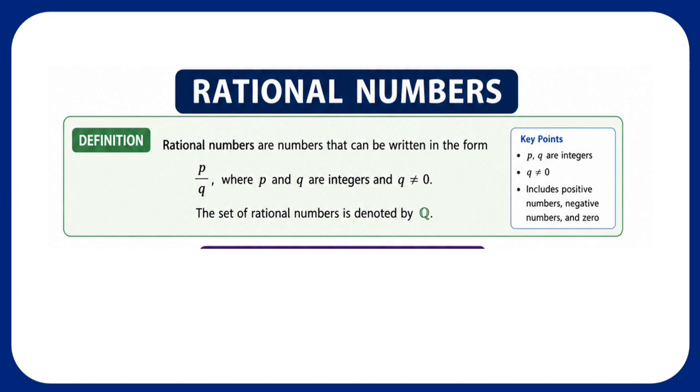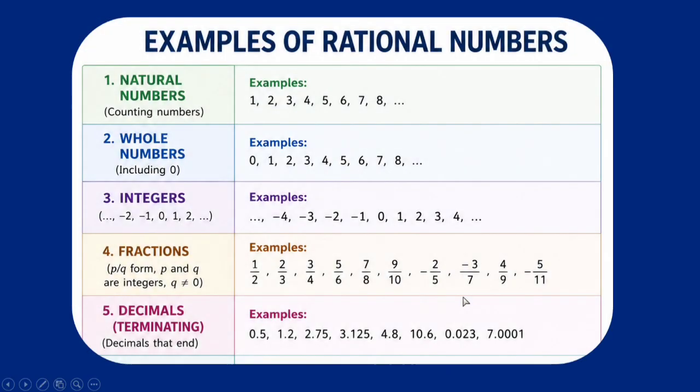According to the definition, rational numbers are numbers that can be written in the form of a fraction p over q, where p is the numerator and q is the denominator, provided that q is not equal to 0. So the denominator shouldn't be equal to 0. It could be 7/11 and not 7 over 0, because this is undefined. Hence the denominator shouldn't be a 0. And that's the condition for any number being a rational number.